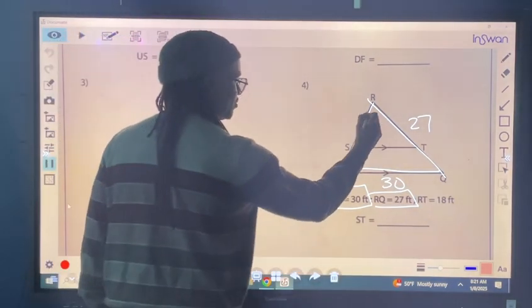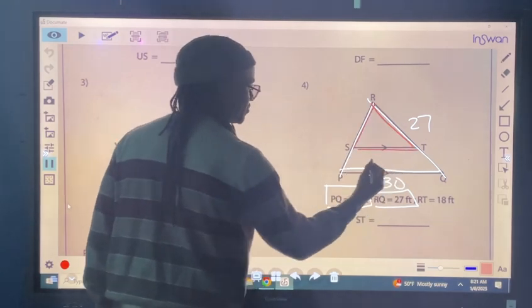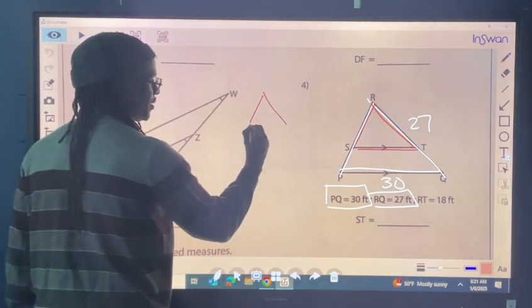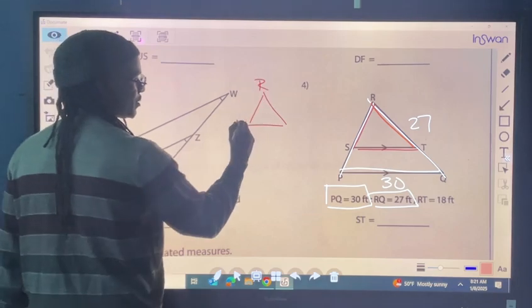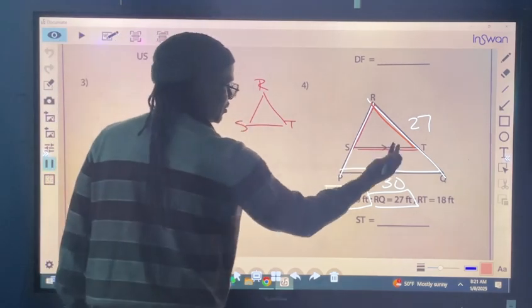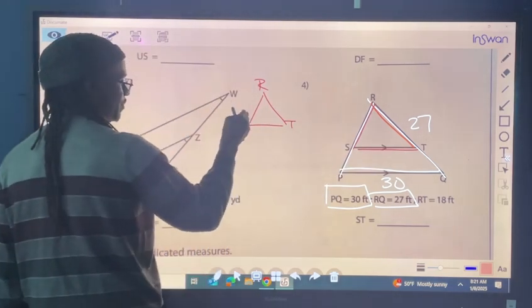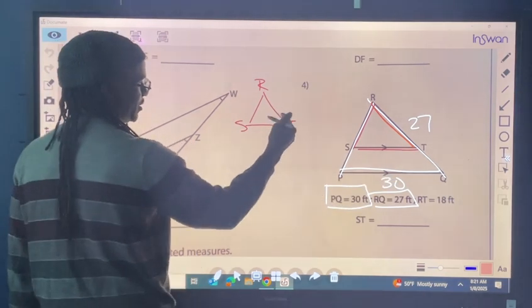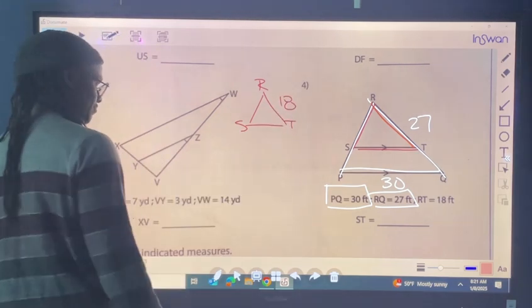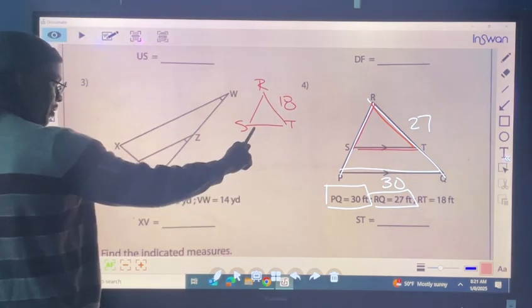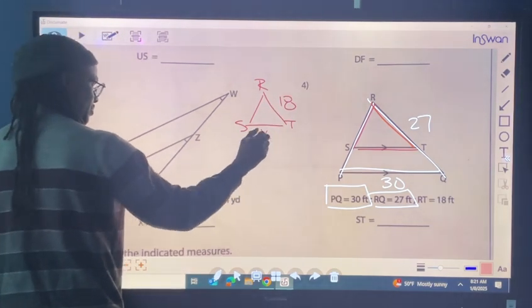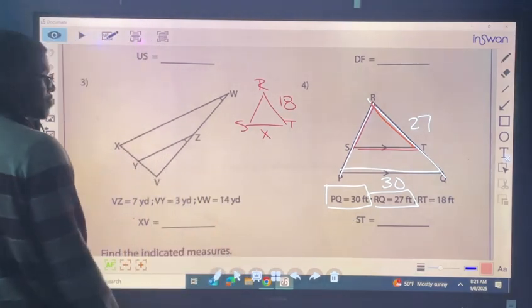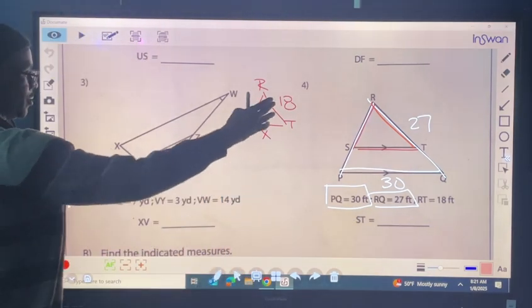The interior triangle that's similar to it here in red, I'm going to take this one out, separate it, and put this one over here so you can see. So we can compare this white triangle with this red triangle that was in the interior. And they gave us what? RT is 18. We need the similar side X of ST.